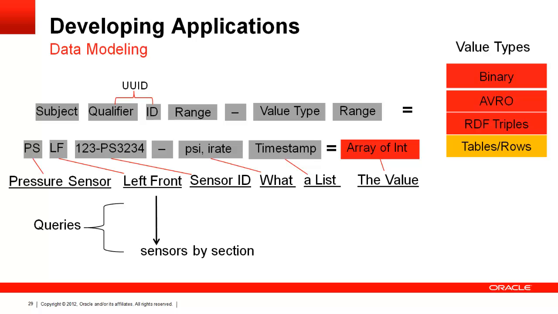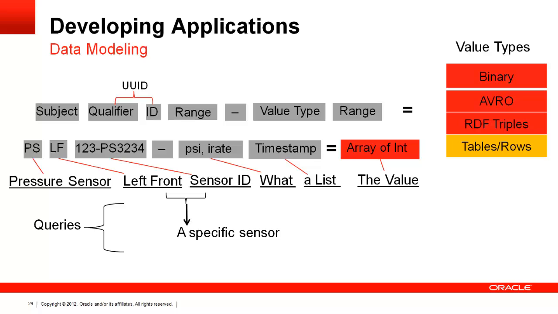So imagine I'm doing crash tests on a car, and I've got sensors all over the car, and I'm basically trying to analyze the impact that's going on in the crash test. So in one query, I could get all of the sensors that were in the left front quadrant of the car, for example. Or I could get a specific sensor. So the left front sensor with ID 123-PS3234, and just get all of the data associated with that. So get all the instantaneous rate of change, get all the PSI measurements over time for a particular sensor.